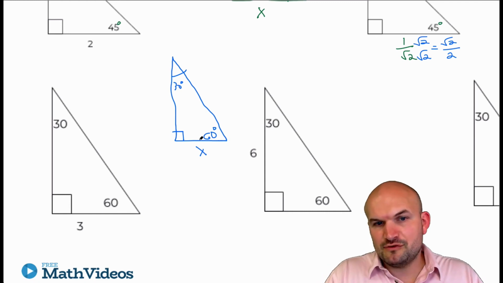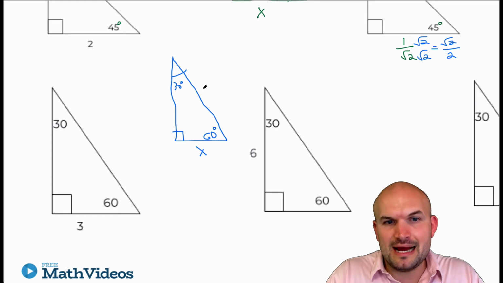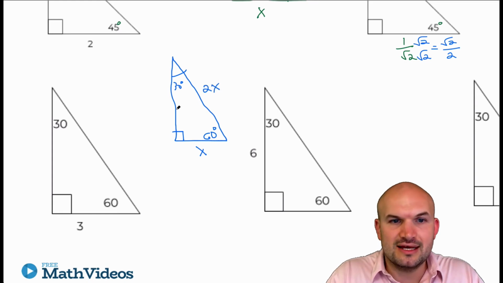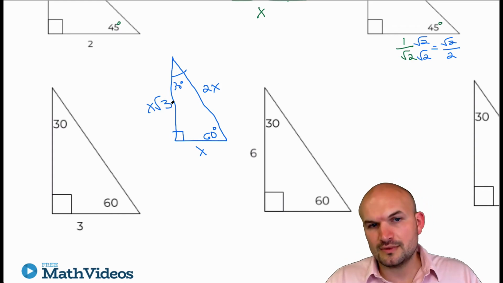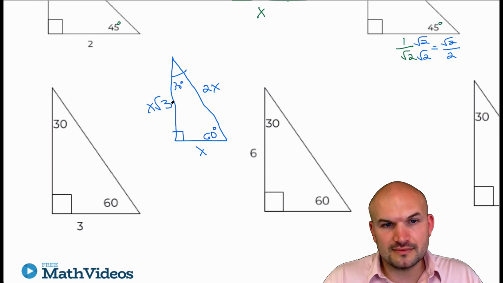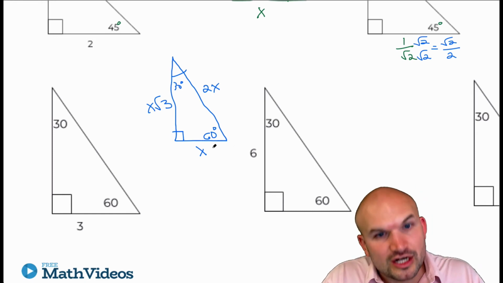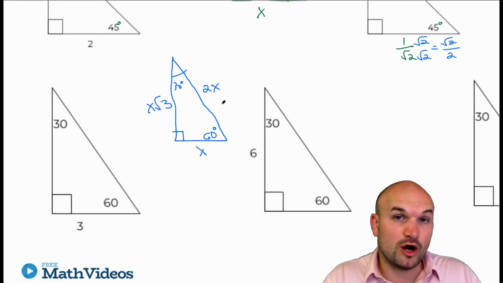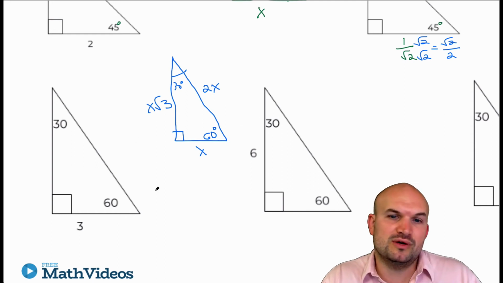But the short leg, if we're going to call the short leg x, then the hypotenuse is going to be 2x, and the long leg is going to be x times the square root of 3. Okay, so just understanding that relationship, you can use Pythagorean theorem to verify this, and that is the relationship for all 30, 60, 90 triangles. It doesn't matter what the side lengths are.